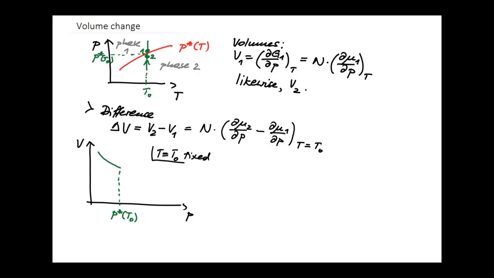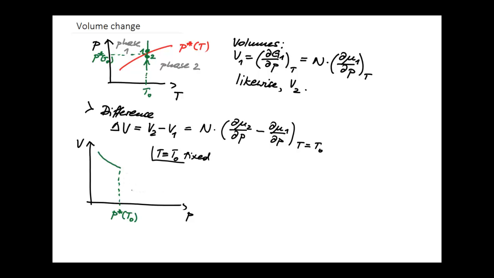And the same argument applies as in the case of the entropy. There's no reason why the two chemical potentials, mu1 and mu2, which are different functions of temperature and pressure, should have equal derivatives. While the chemical potentials themselves have to be equal at the coexistence curve, there's no reason why their derivatives should also be equal. So in general, this difference of partial derivatives may be non-zero, and therefore the delta V may be non-zero. And if that is the case, then we have a discrete jump of the volume.